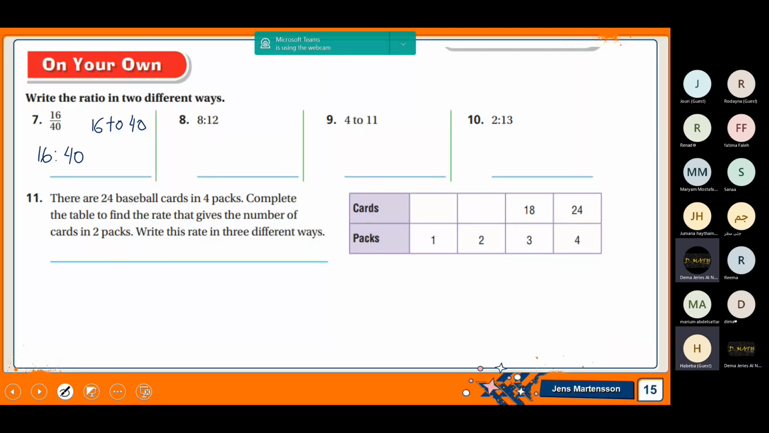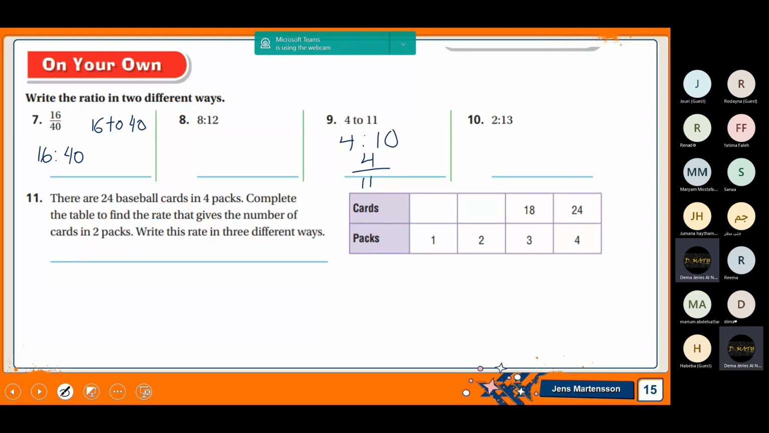Dima? Yes, teacher. Habiba. Number 9. Number 9. 11. Bravo. 4 over 11. Thank you so much. 4 over 11. Thank you, Habiba. Now, Dima. Yes, teacher. Yes, Dima.